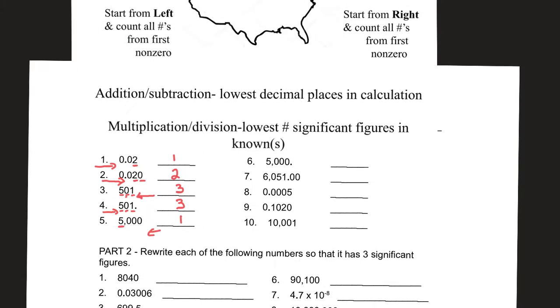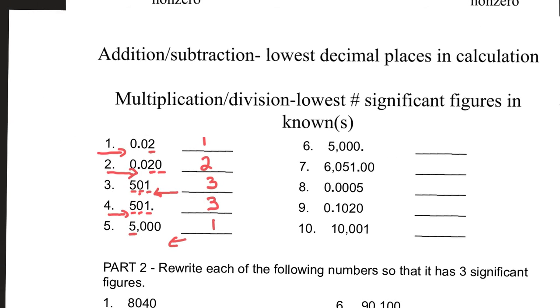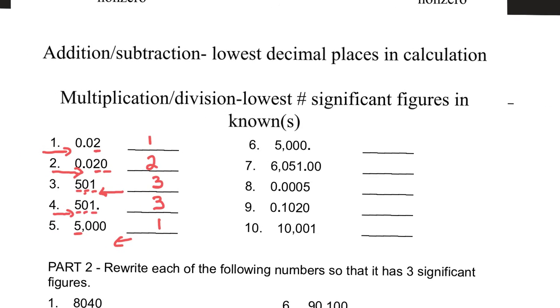Now let's take a look at this next number, number 6. Even though it's the same number, both are 5,000, in number 6 the decimal is present. So I'm going to start from the opposite side, from the Pacific, hit my first non-zero number, and count until I run out. So that decimal changes it from something that had 1 significant figure to something that has 4 significant figures.